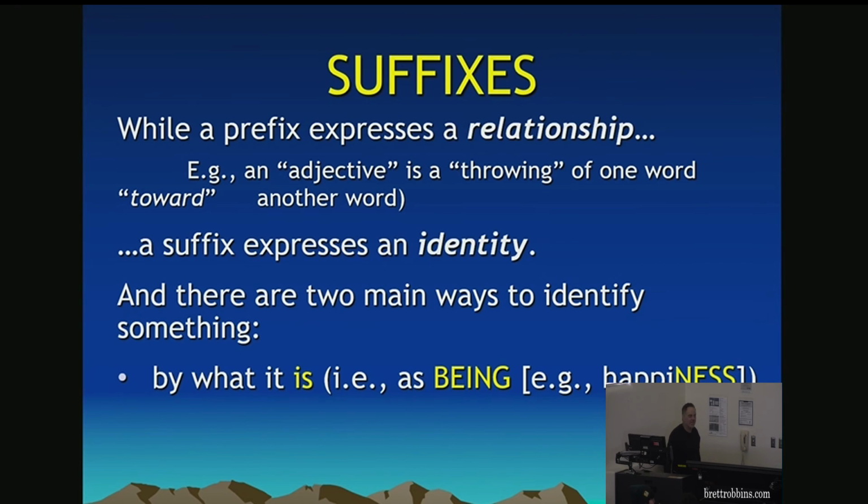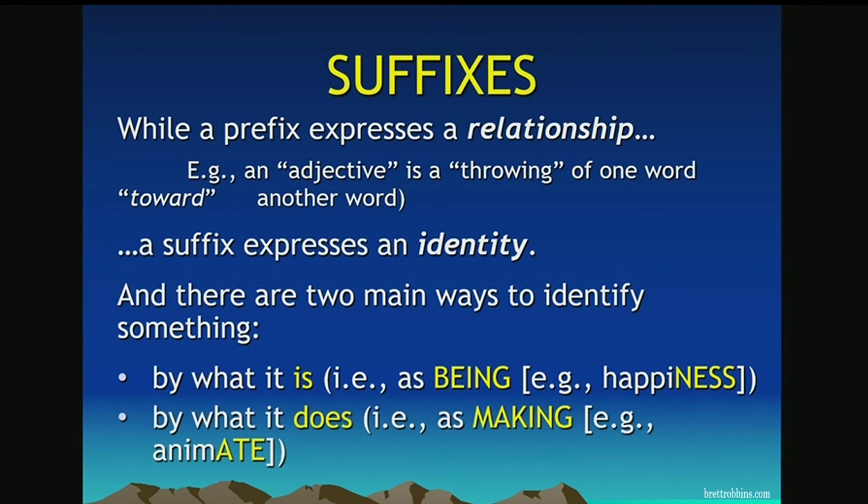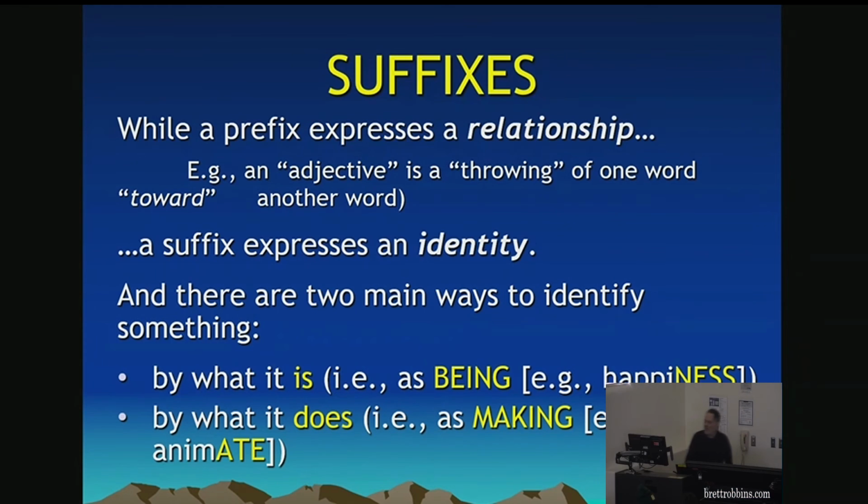But then another one that's big is what something does. Unlike the being suffixes, the suffixes that deal with identity in the sense of existence, such as happiness, which means the state of being happy, or just simply being happy, when you're dealing with these suffixes that have to do with doing, they almost exclusively have to do with making things.